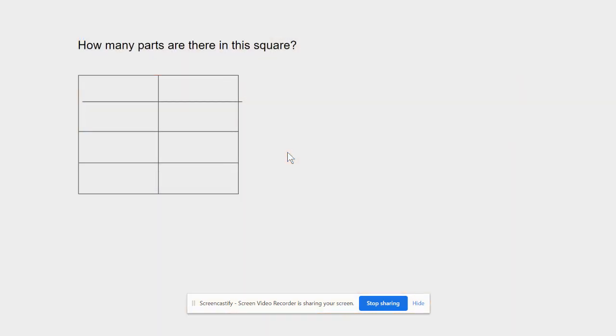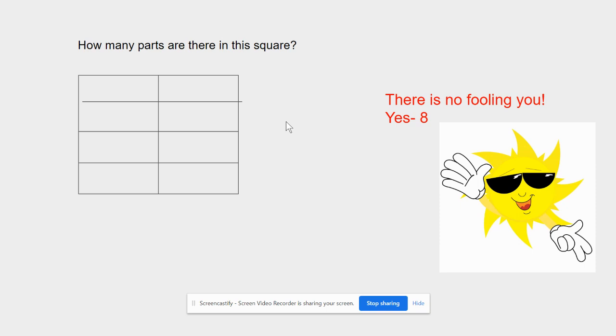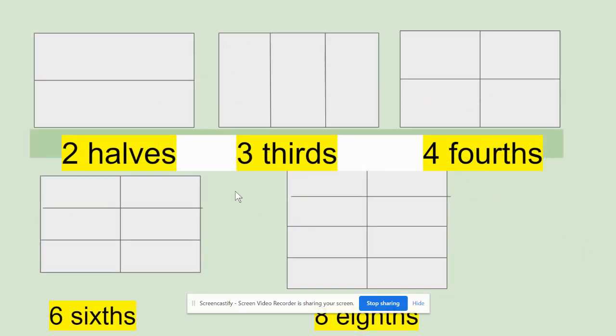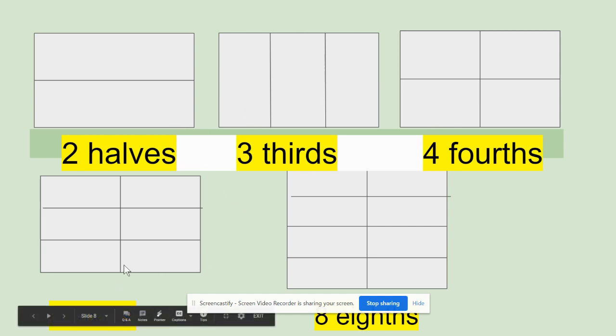And finally, if we look at this shape right over here, we're going to see that we actually have 8. Right, we have 8 equal parts here. All right, and those are called eighths. You'll notice for many of them, we're just adding a th at the end, or in this case, an h. So now looking through what we have just talked about, we have 2 halves, 3 thirds, 4 fourths, 6 sixths, and 8 eighths. Okay.